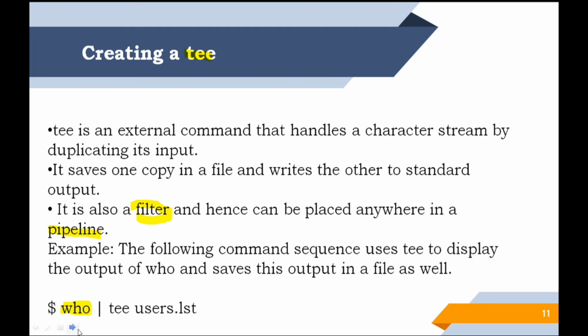See, as you have used the pipeline, the output will be redirected to the next command. Here the output will not be displayed on the terminal. But as you have used the tee command here, whatever output you are going to display will be redirected to user.list also, and it is going to be displayed on the standard output also.